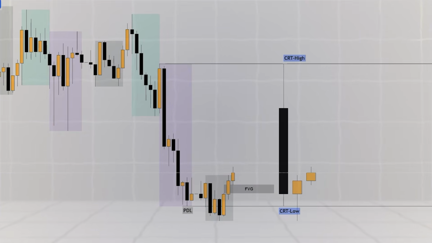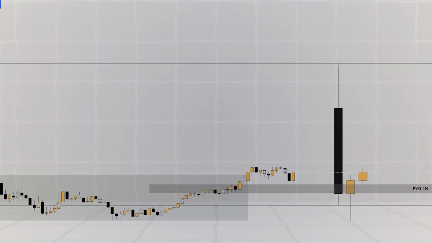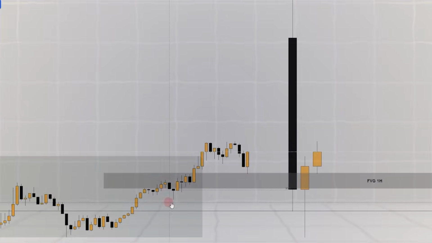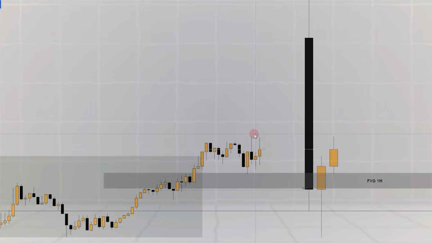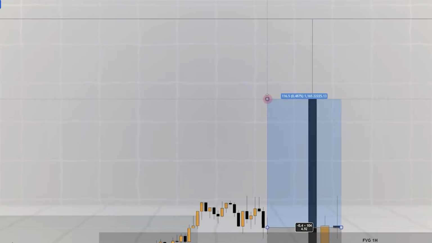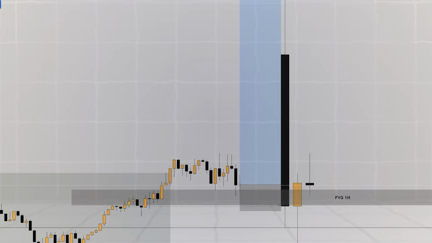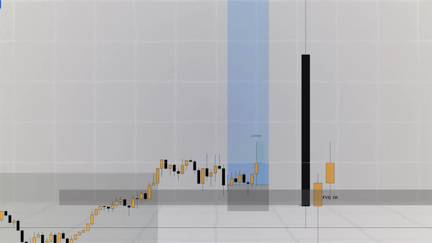I mark this FVG as the area of interest and switch to the M5 chart to observe the reaction to this zone in more detail. Once the price reacts to the marked FVG, I open the trade. The stop goes just beyond the area of interest on the hourly chart, and the take profit is placed at the CRT high, the opposite boundary of the first candle's range.